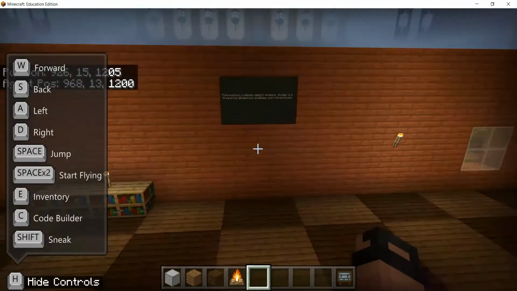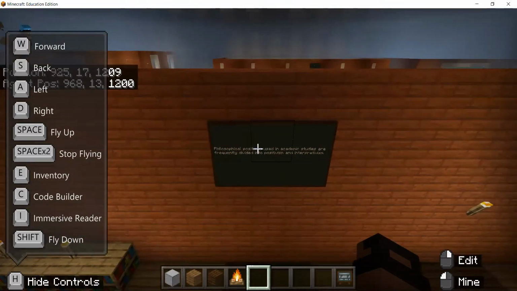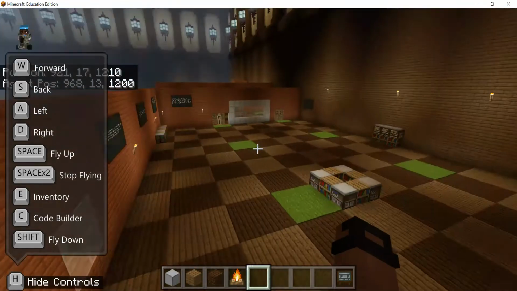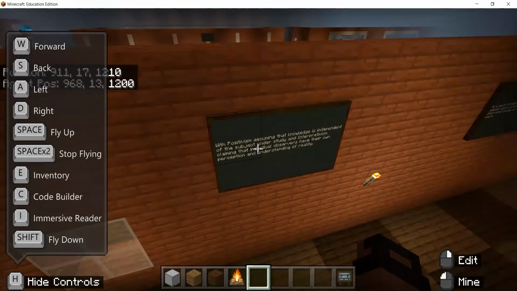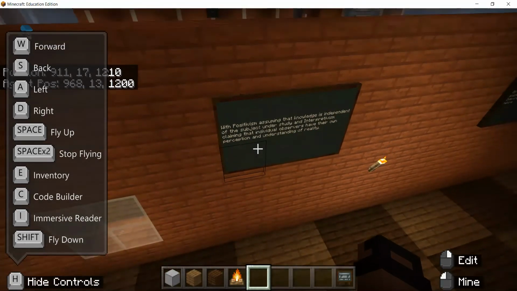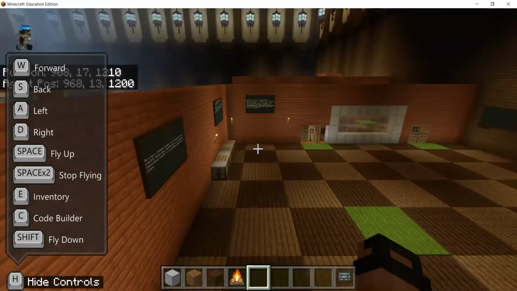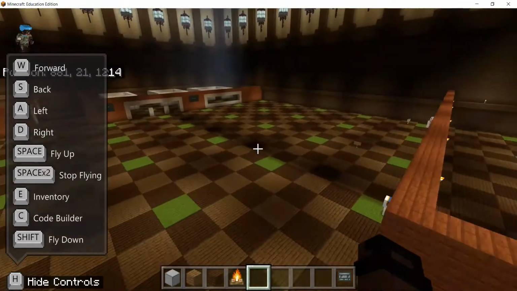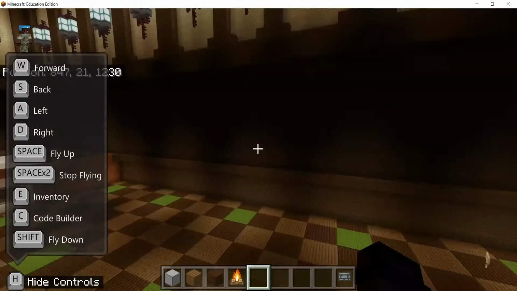So we then proceed to our third board here, which states that philosophical positions used in academic studies are frequently divided into positivism and interpretivism. So we then see that positivism assumes that knowledge is independent of the subject under study, and interpretivism claims that individual observers have their own perception and understanding of reality. So we are then going to proceed to the next room. Let's see what the next room is about, as it seems interesting and exciting.